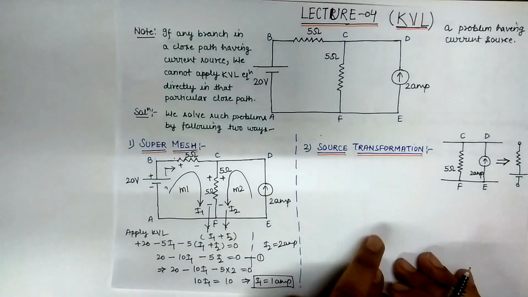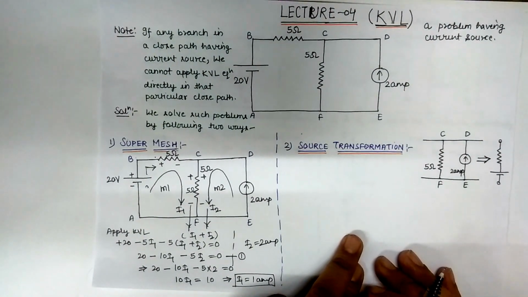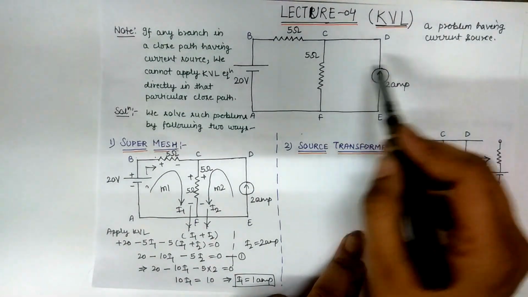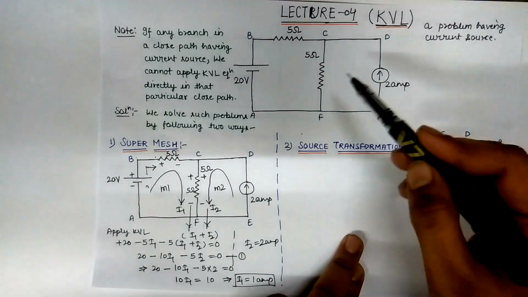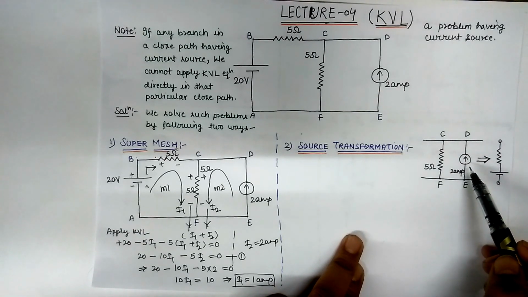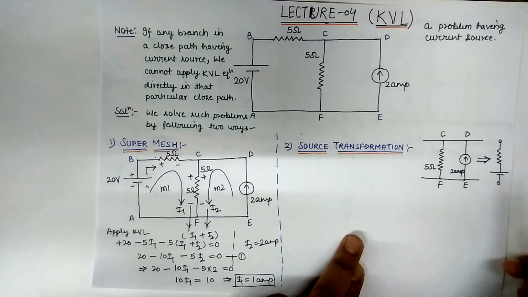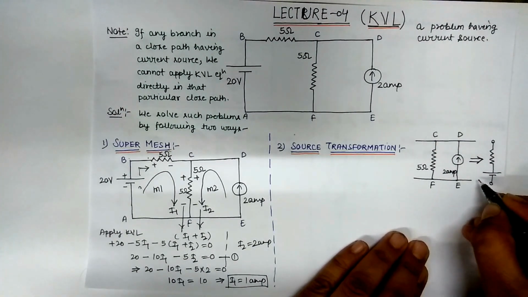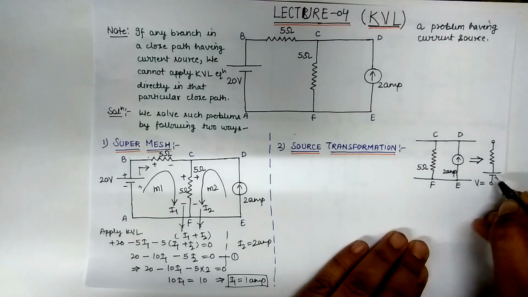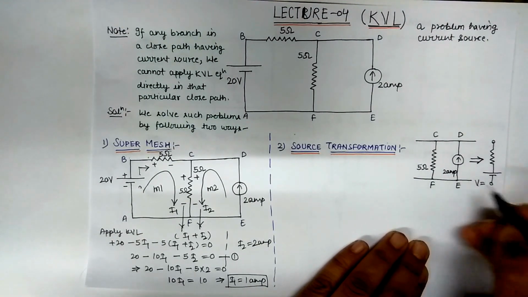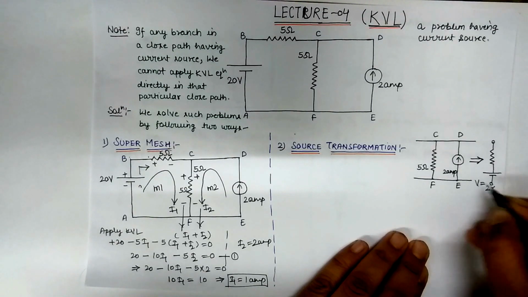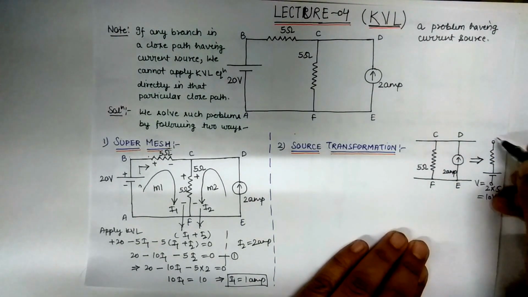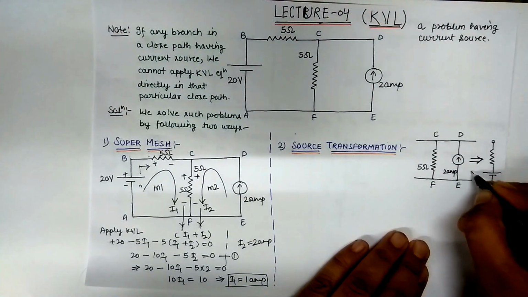Now we can solve this problem again using source transformation. If, in this portion CFDE, any resistance is perfectly parallel with a current source, we can convert it into a voltage source with a resistance in series, right? So V is equal to I into R. I is 2 ampere and resistance is 5 ohm, so it would be 10 volt. So we can replace this combination by this combination, and this is 10 volt.